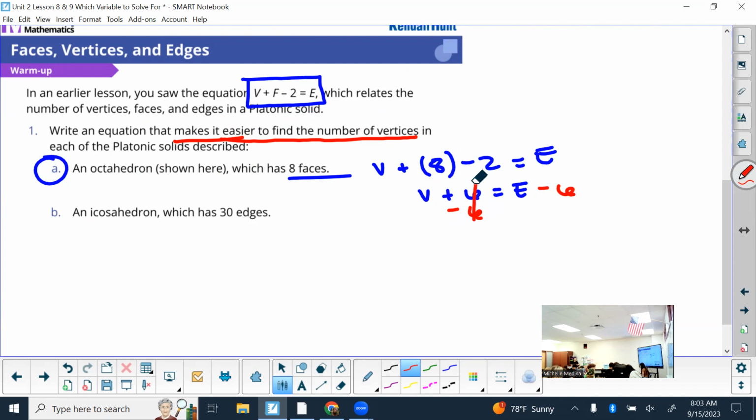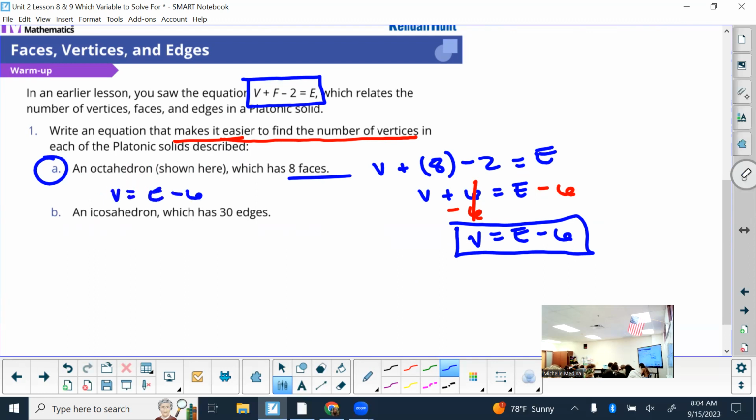Now, if I knew how many edges there were, then I could tell you what my final answer is, but I don't. I can't just make up a number and guess. So I basically just have to rewrite it. And this is now an equation that makes it easier to solve for the vertices. Does that make sense? Kind of.